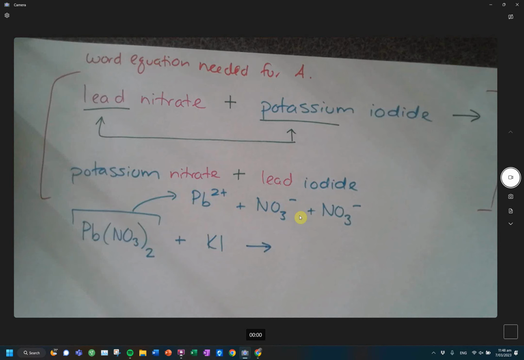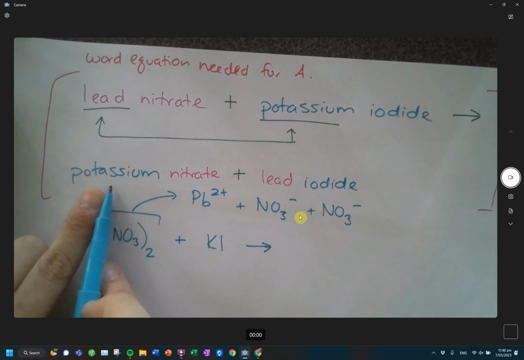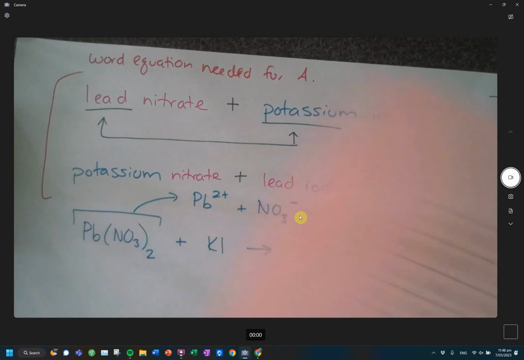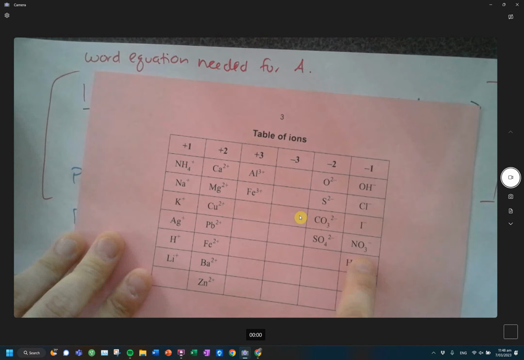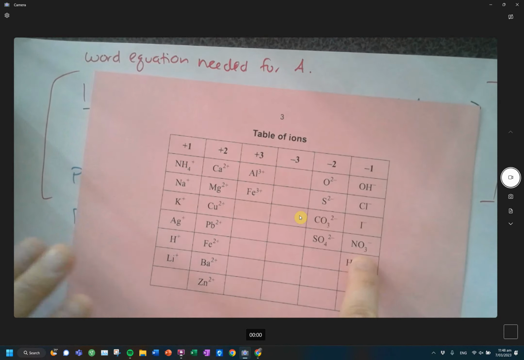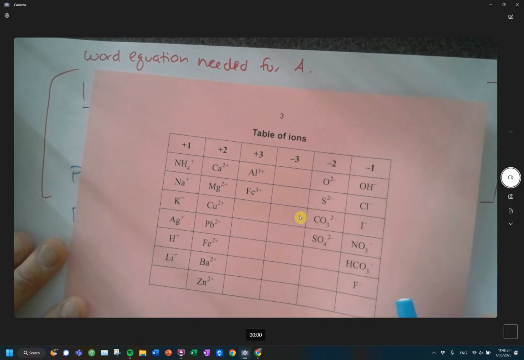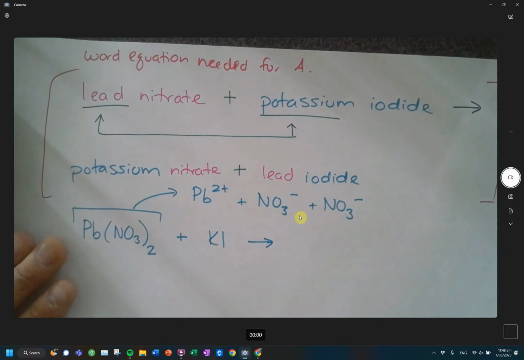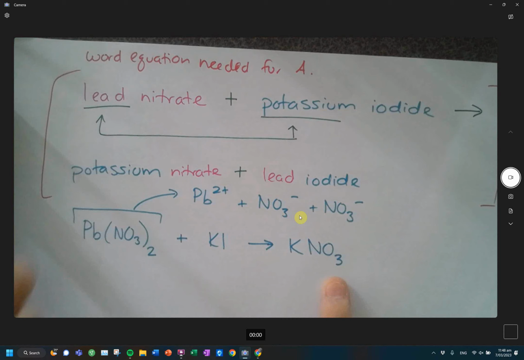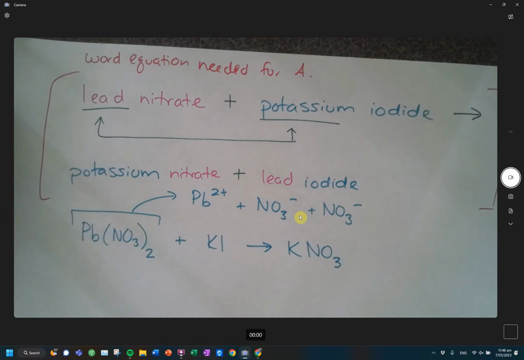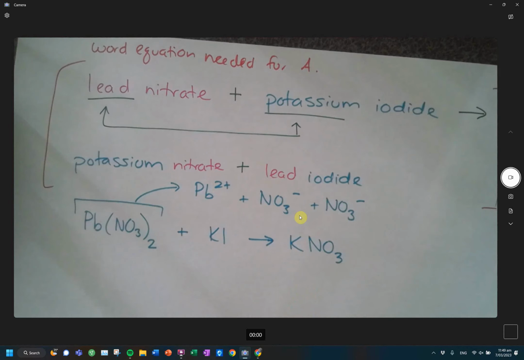Now this one, we can't rely on the bottles because we're making new products. So I need to look up potassium and nitrate. So again, I have potassium right here, that's +1. Here's my nitrate, it is -1. Are they going to add to 0? -1 plus +1, 0. Yes. Do you see how I'm not putting brackets around the NO3? It's only because I have one of them, so I don't need multiple.